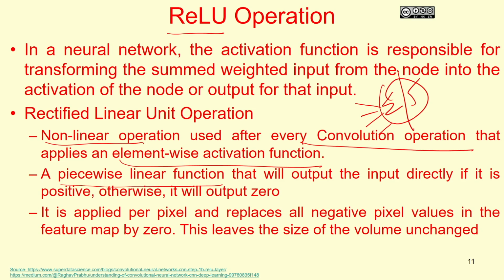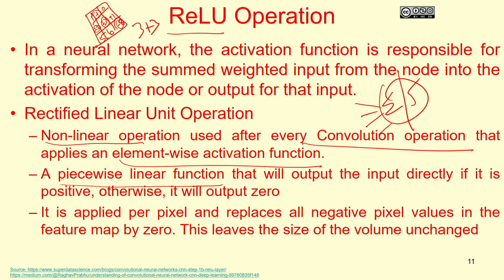So, for example, if you have an image that is a 3 cross 3 image, here the pixel is 1, here the pixel is -1, here the pixel is 0, here the pixel is -2, -3, +1, 5, 6, -8. Wherever the minus values are there, it changes the minus value into 0. That is the ReLU operation. It is applied per pixel and replaces all negative pixel values in the feature map by 0. So, this leaves the size of the volume unchanged. That means if it is a 3 cross 3 image, the same 3 cross 3 image is retained, but the values change.